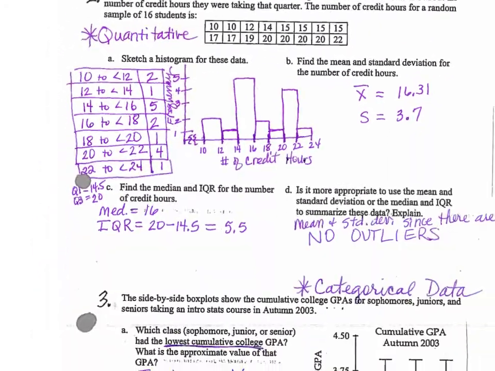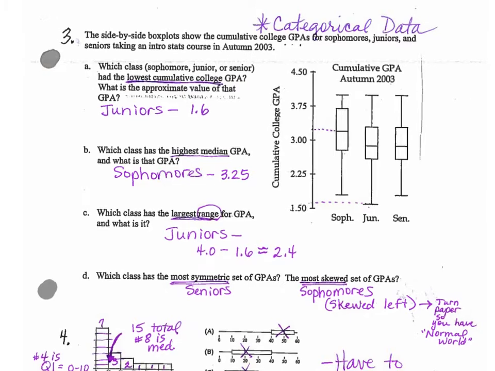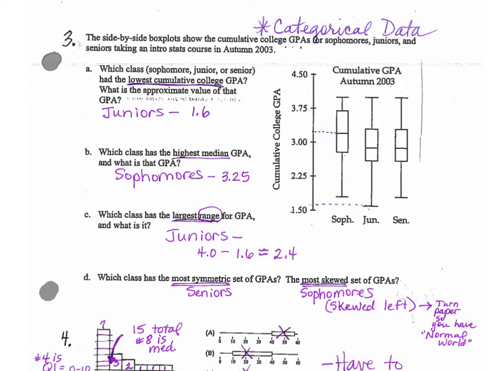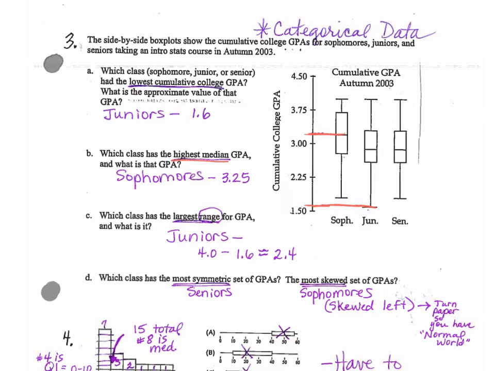Okay, you skipped 51. Let's go to 52, starting with this number 3. Here we go. This lowest amount was juniors at 1.6. The highest median was the sophomores at about 3.25. That's my approximation.